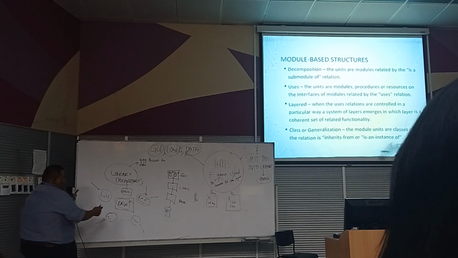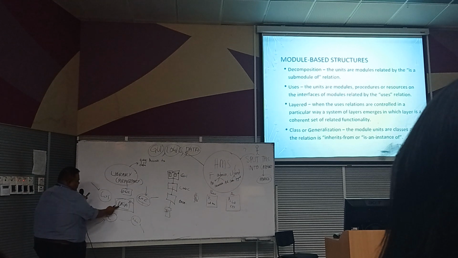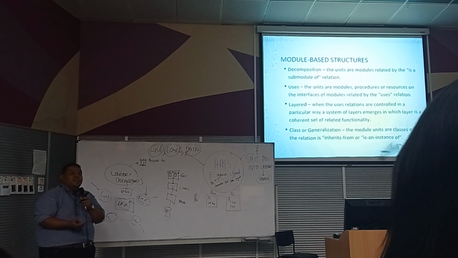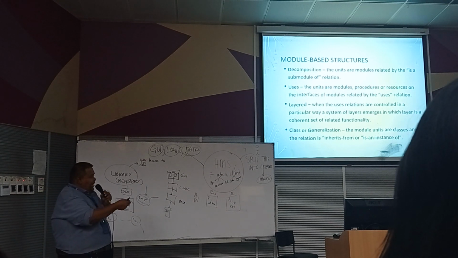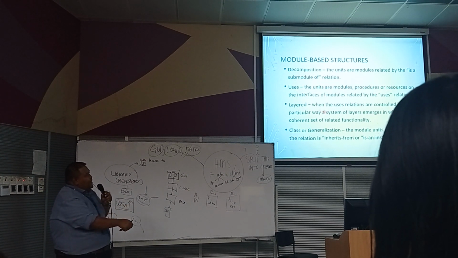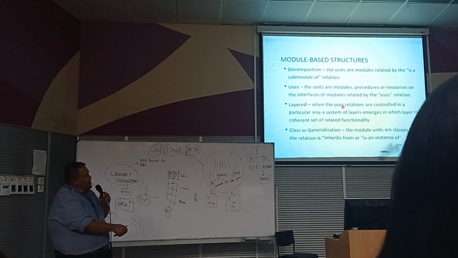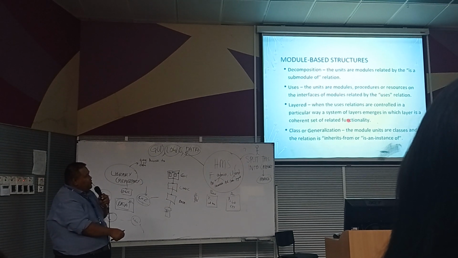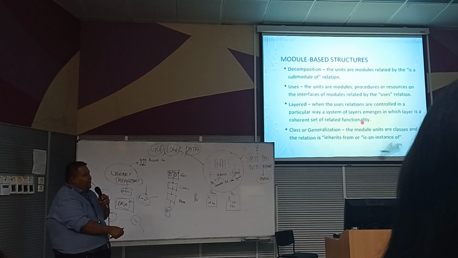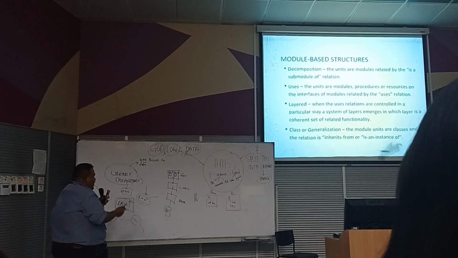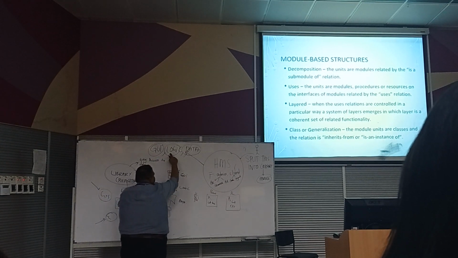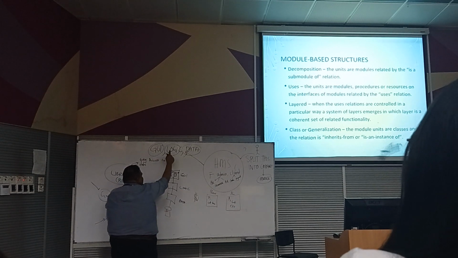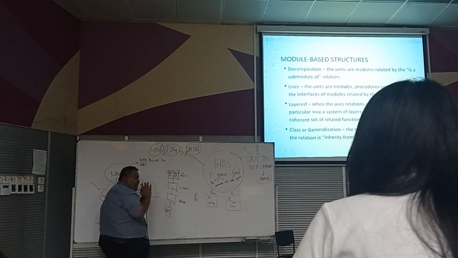Uses. Logic uses data. Or you can say by layer. When the uses relationship is controlled in a particular way in a system, a layer will emerge. That layer is usually coherent to a set of related functionality or behavior. This is called a layer. GUI goes to logic, logic goes to data.